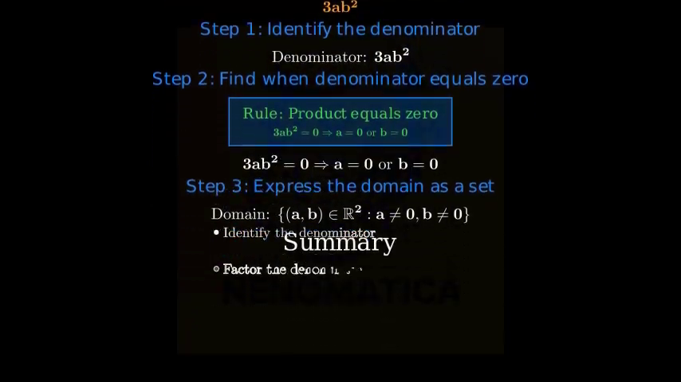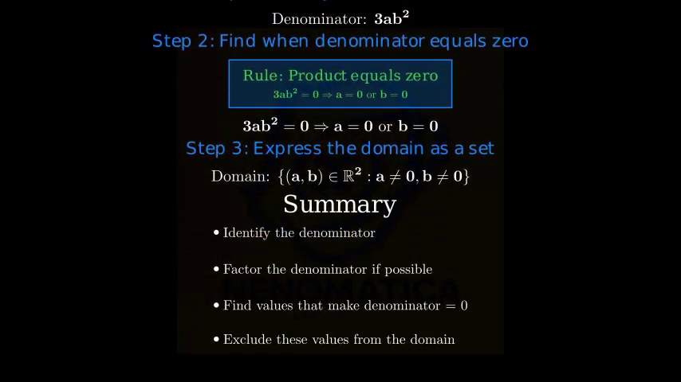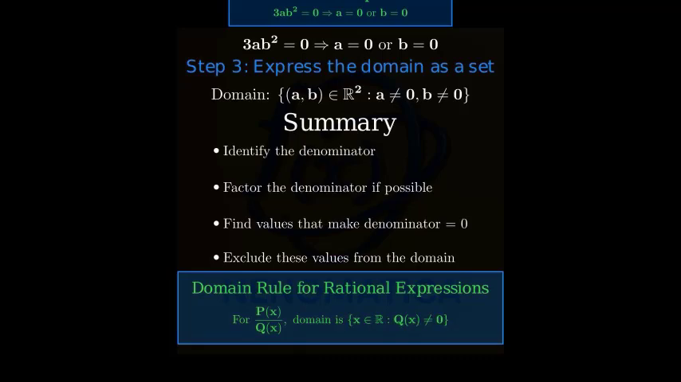Let's summarize what we've learned. To find the domain of a rational expression, we need to identify all values that make the denominator equal to 0 and exclude them from the domain. For an expression with one variable, we write the domain as the set of all real numbers excluding the values that make the denominator 0. For expressions with multiple variables, we express the domain as a set of ordered pairs or tuples, excluding the combinations that make the denominator 0. Remember this key rule. For a rational expression p of x divided by q of x, the domain is the set of all real numbers x such that q of x is not equal to 0. This rule is the foundation for finding domains of all rational expressions.